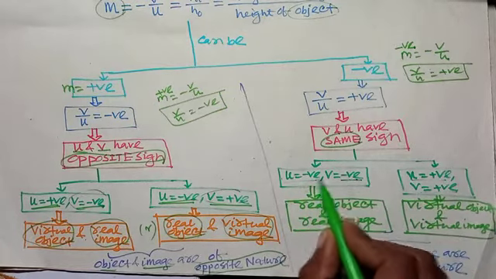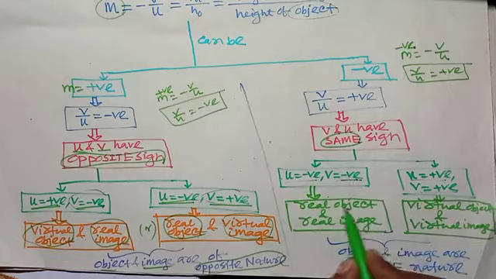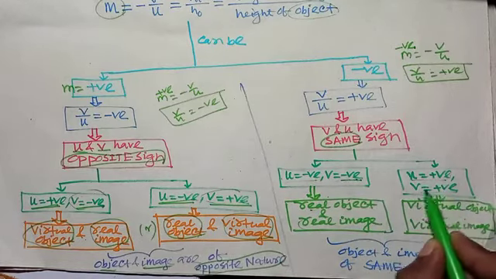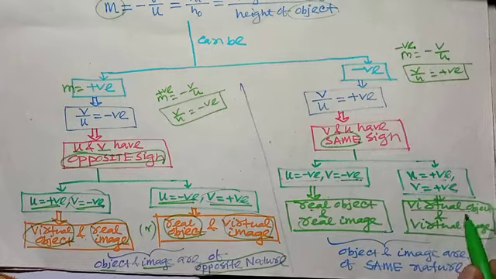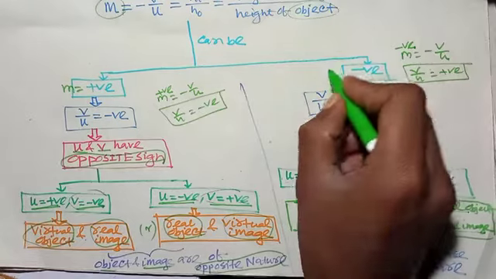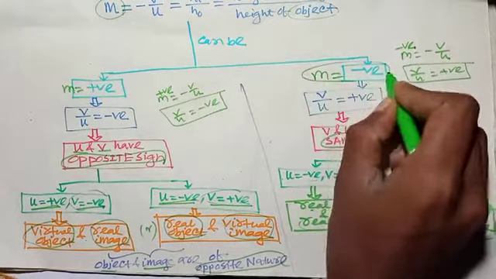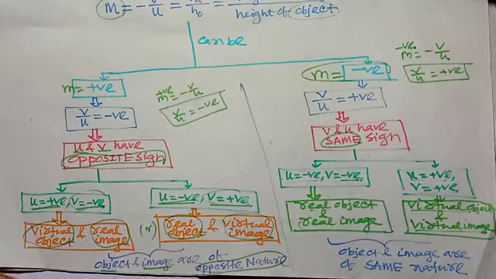When u negative, v negative, that means your object is a real object and the image is also a real image. When u positive, v positive, your object is a virtual object and the image is also virtual. That means when m is negative, it simply implies that object and image are of the same nature.